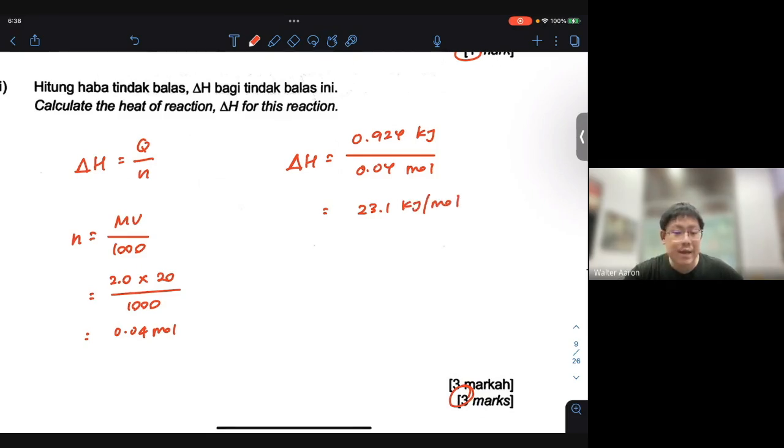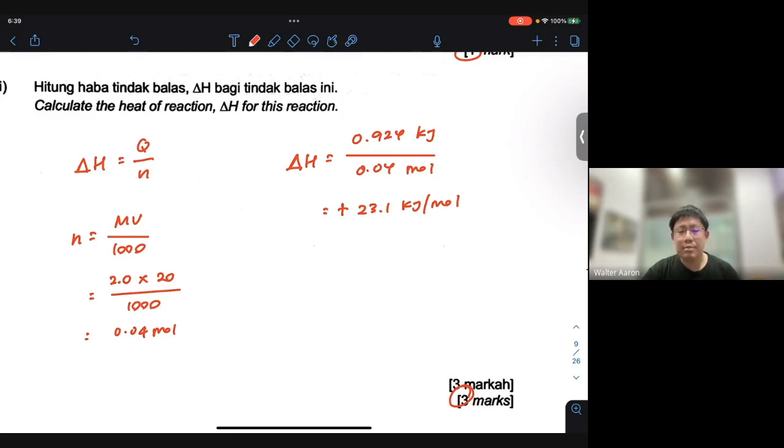Now, since it's an endothermic reaction, you have to put a plus sign in front. Regardless of whether it is an exothermic reaction or an endothermic reaction, you must put the symbol in front of your delta H value. If it's a negative value, it's for the exothermic reaction. If it's a positive value, then it must be for the endothermic reaction. Either way, you must put a plus or a minus sign in front. Just because it's a positive value doesn't mean you don't have to put it in.